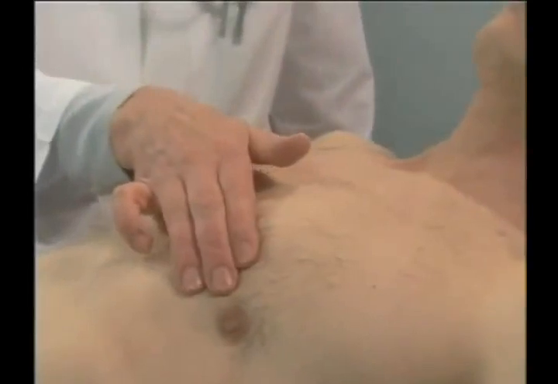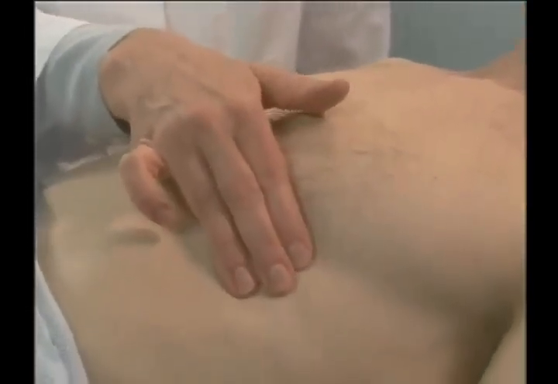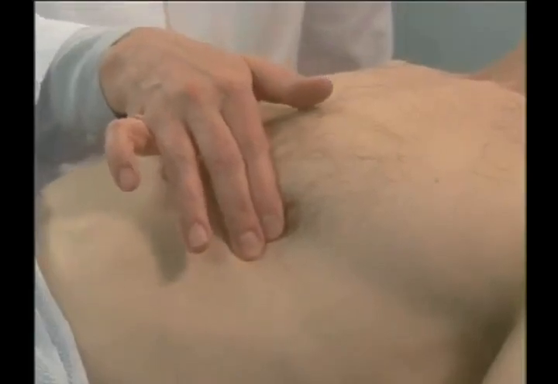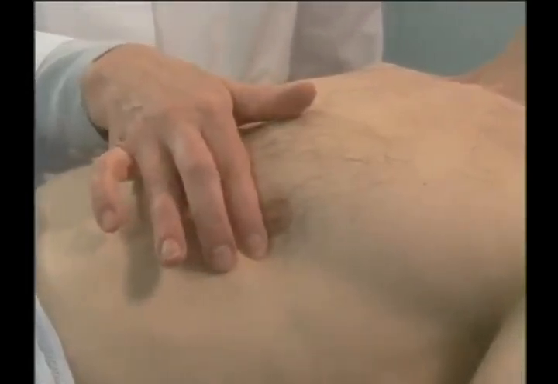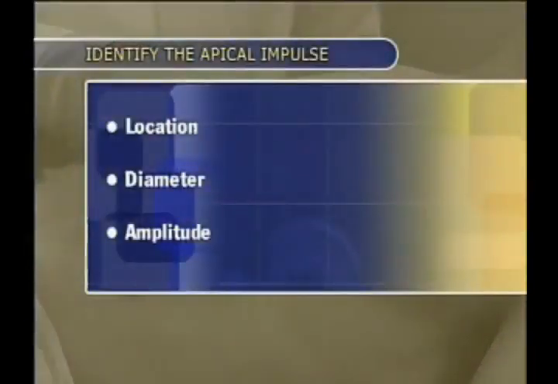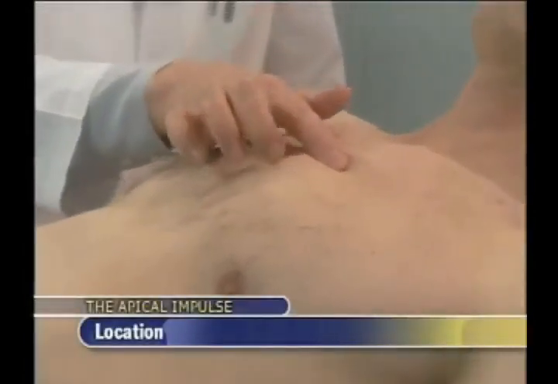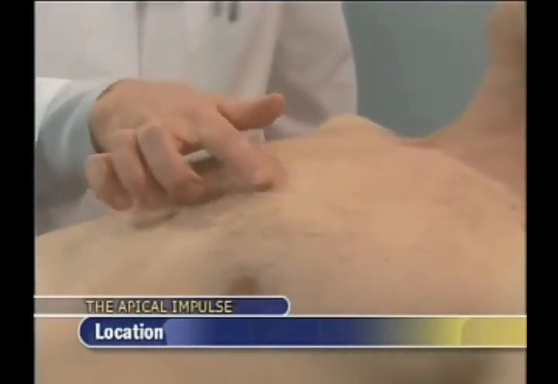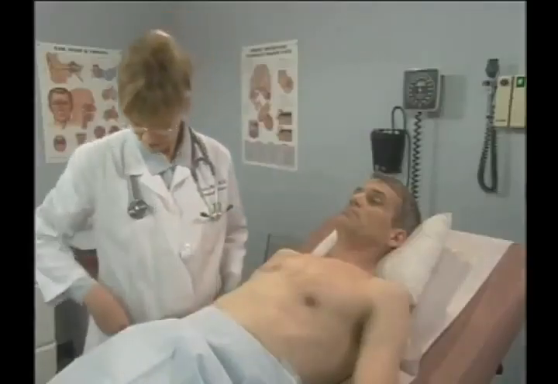Using the palmar surfaces of several fingers, then for finer assessments, your fingertips followed by one finger alone, palpate to confirm the characteristics of the apical impulse. You will note its location, diameter, and amplitude. Identify the location of the apical impulse by the interspaces in which you feel it, and by its distance in centimeters from the midsternal line.